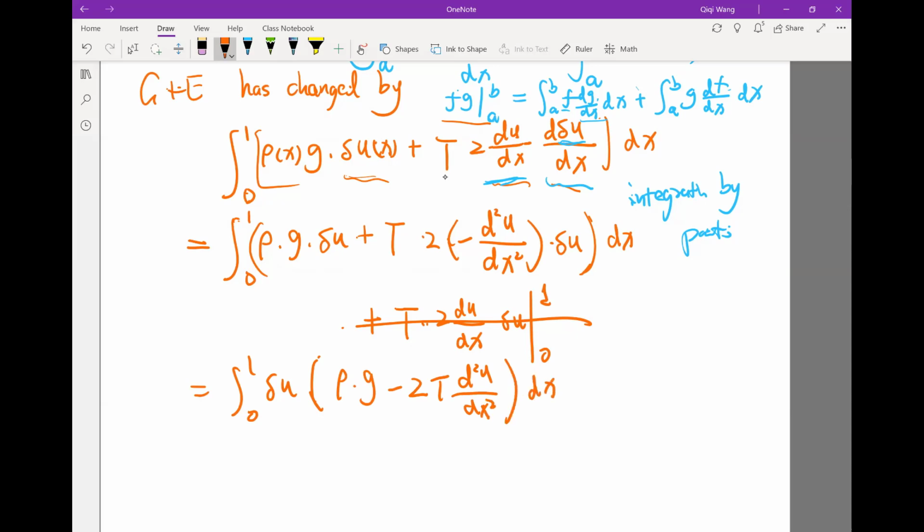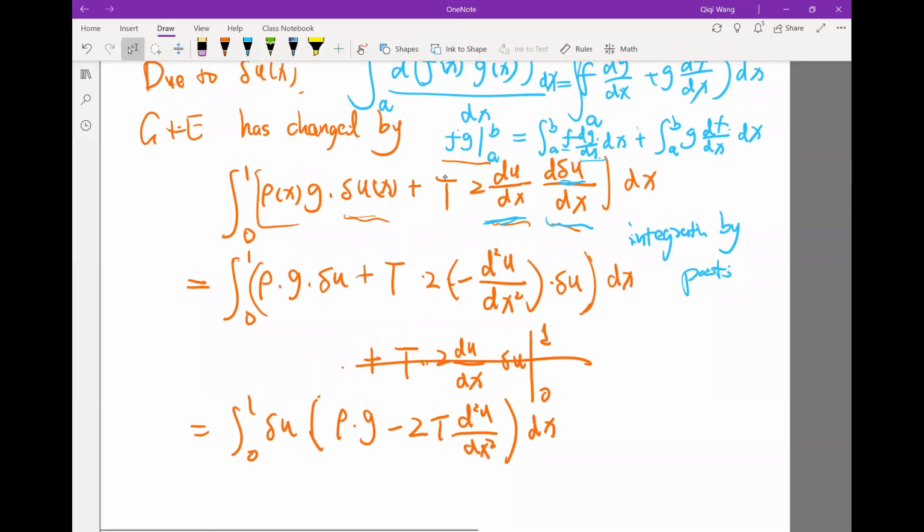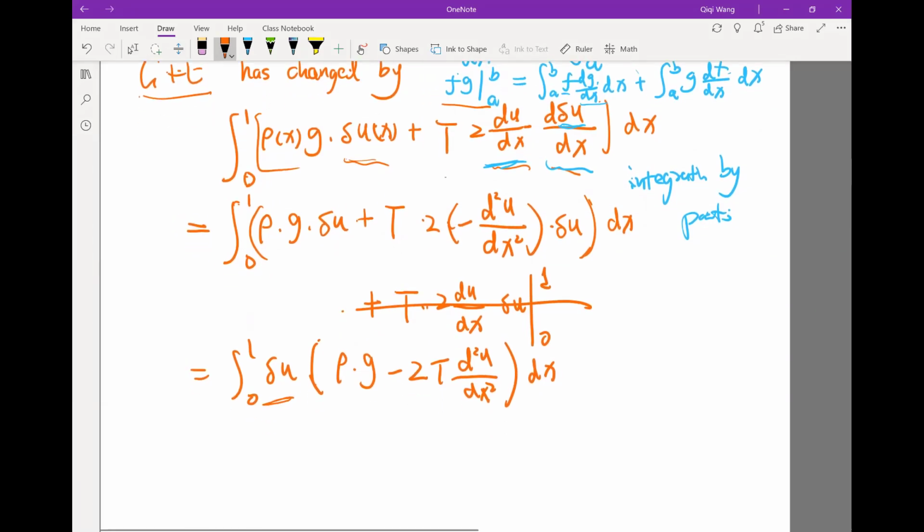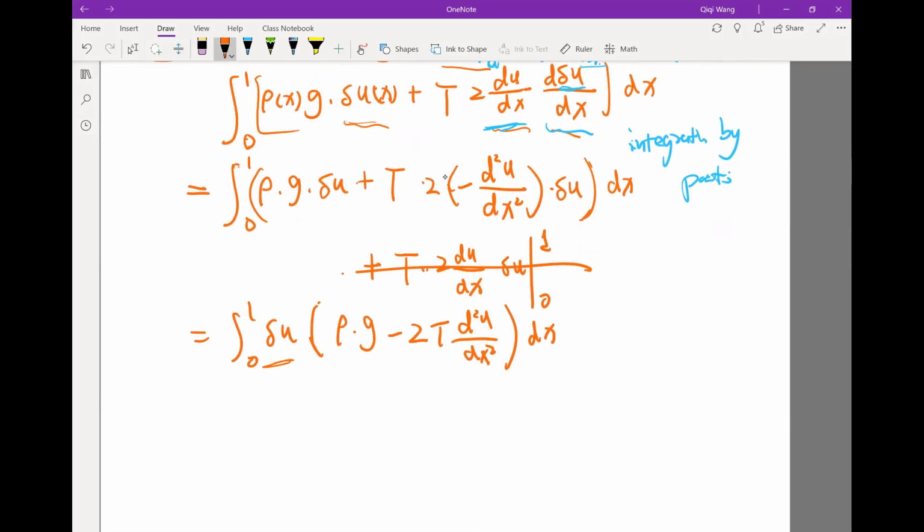And remember, this is the change in the total energy due to a small perturbation delta u. And the change has to be 0, right, for any potential delta u, which means what is multiplied by this delta u has to be 0 everywhere. So we have derived a differential equation. That's rho g is equal to 2t times d square u dx squared.